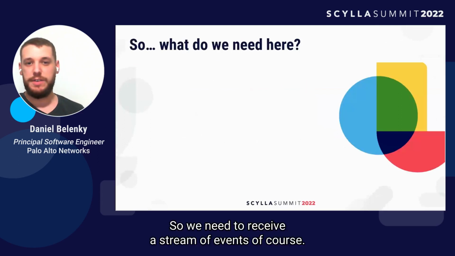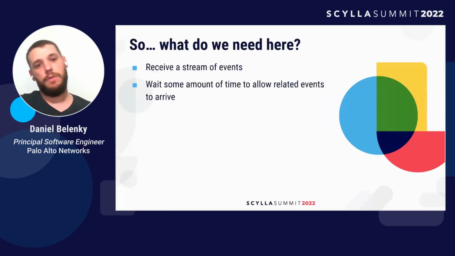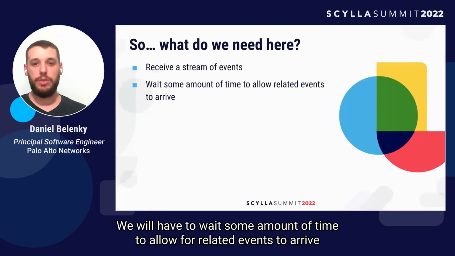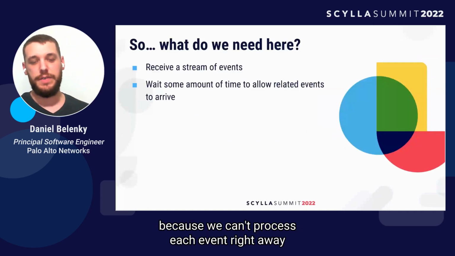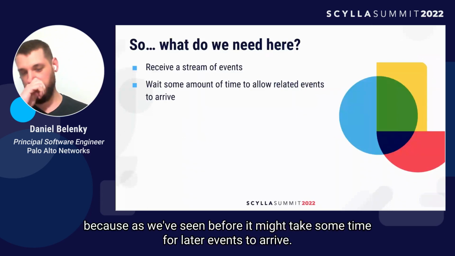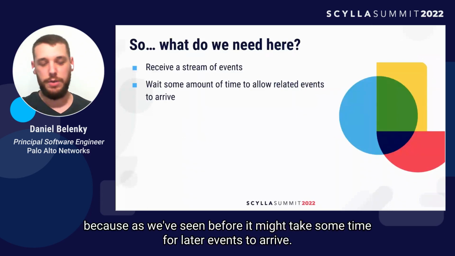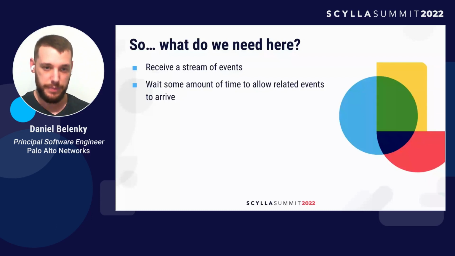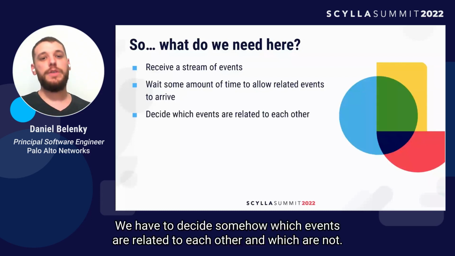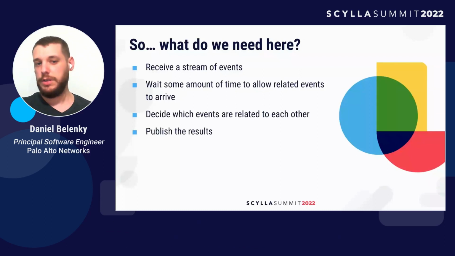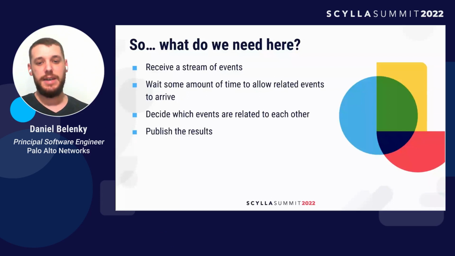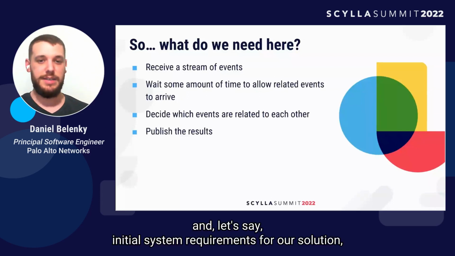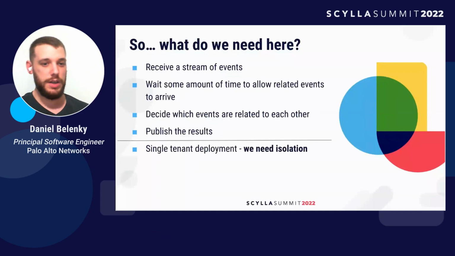So we need to receive a stream of events, of course. We will have to wait some amount of time to allow for related events to arrive, because we can't process each event right away, because as we've seen before, it might take some time for later events to arrive. We have to decide somehow which events are related to each other and which are not. We have to publish the results. So those are the basic and, let's say, initial system requirements from our solution.